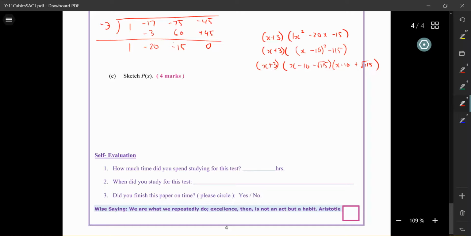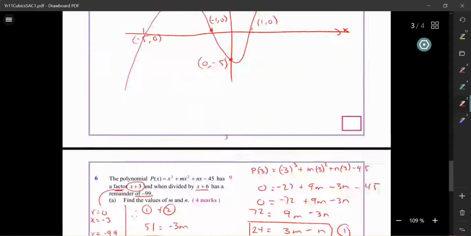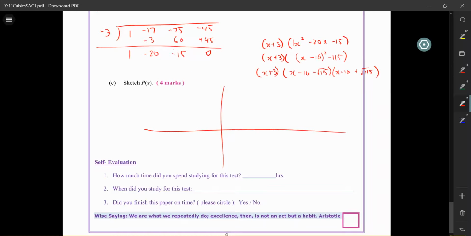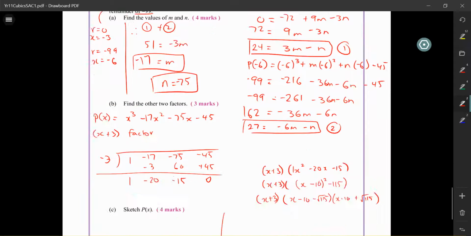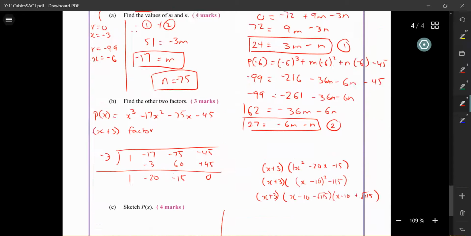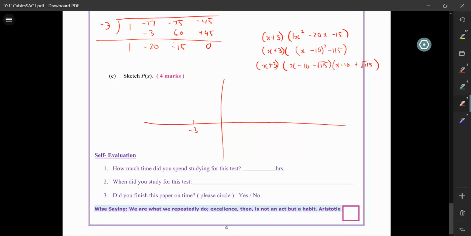Sketch the graph, 4 marks. It's not the best revision sheet, but you know, I'm just going to write the solutions for it. Hopefully you watched the video. Here we go. So we can tell that it is a positive graph. Yes, it is a positive graph, and it crosses through negative 3. So it crosses through negative 3. Y-intercept, which we can tell is minus 45. And you got all these other values here.